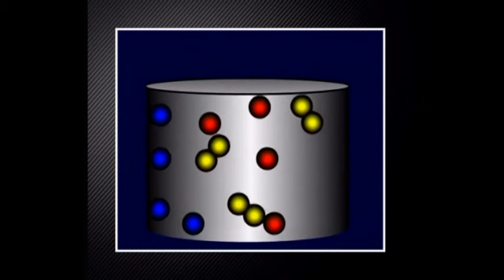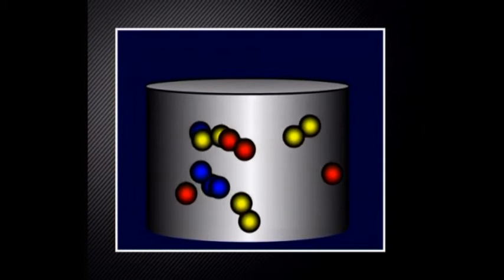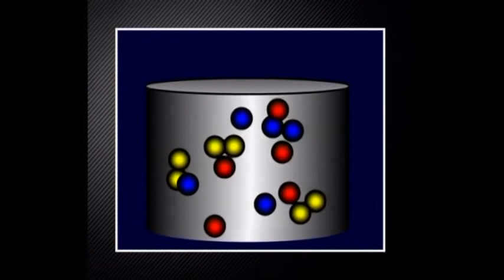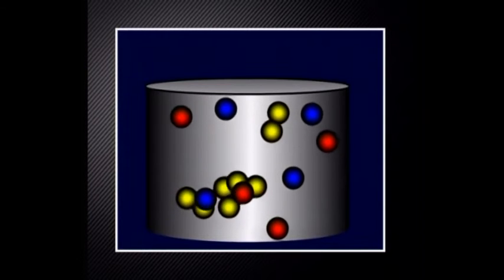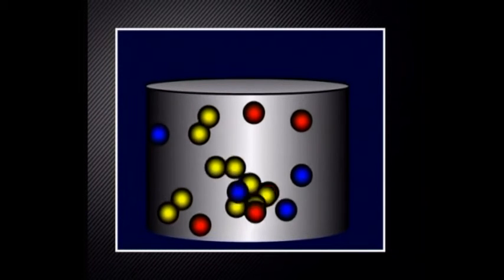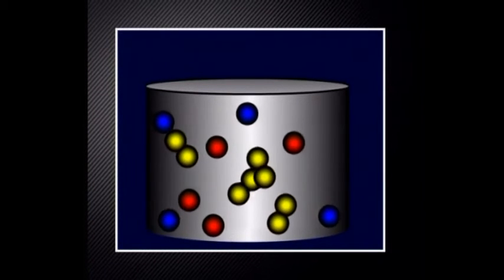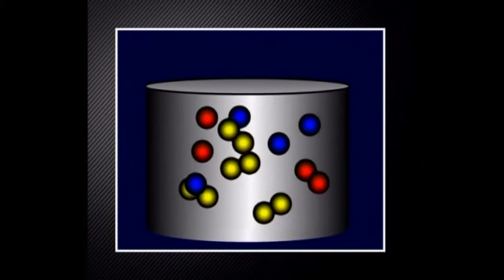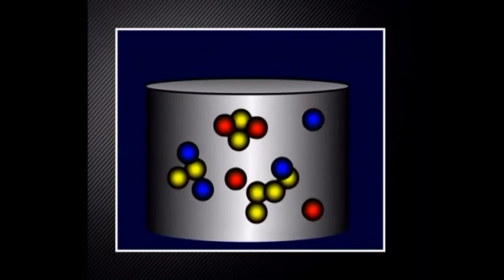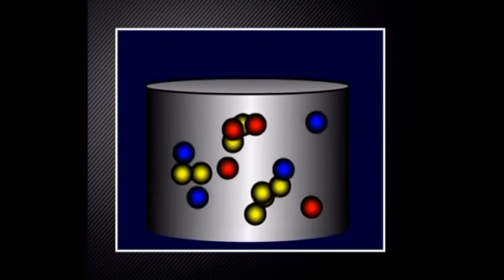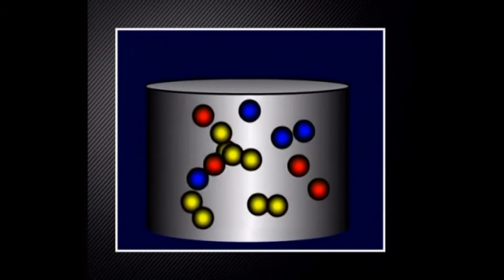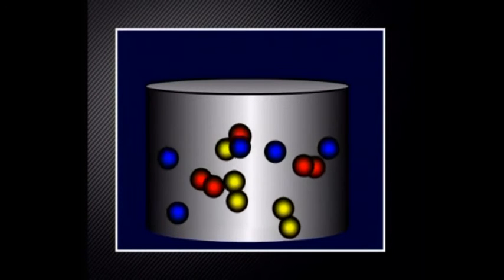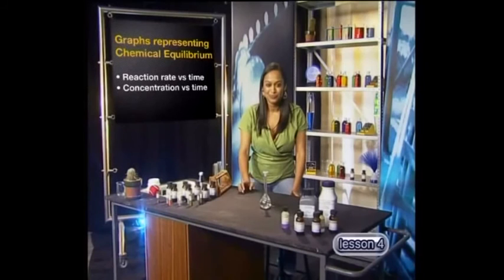But then, molecules of AB start colliding with each other to reform molecules of A2 and B2. The forward and reverse reactions continue to take place at the same time until the number of reactant molecules and product molecules stays constant and the rates of the reactions are equal.